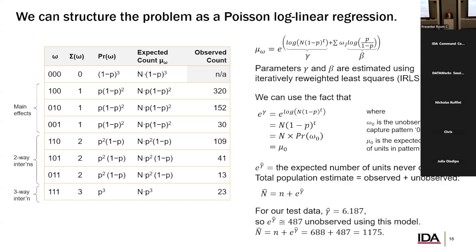And so for our synthetic data, I did a best fit of that model. The gamma estimate was 6.187. We exponentiate that and we get 487. So that's our best estimate of the number in that first block there at the top of the table that are in the missing pattern. You add that back to the 688 we saw, and 1,175 is our best estimate of the population of this group. Since we started with 1,000 in my synthetic data, it's not too far off. It overestimated a little bit because I threw in some extra overlap between those groups that this model didn't account for.